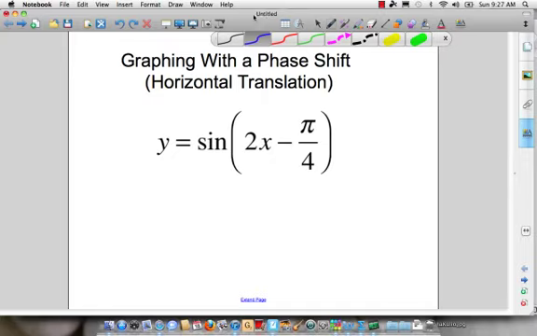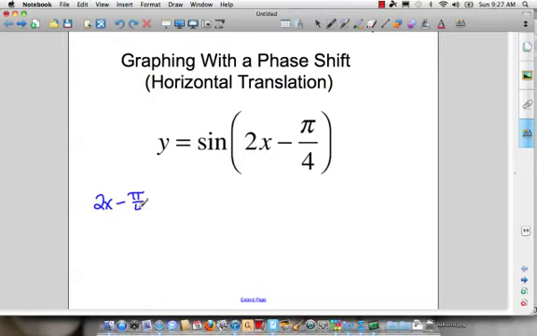We want to know when the argument 2x minus pi over 4 is equal to 0, because that's where one period or phase of the graph will begin when we're taking the sine of 0. So the argument 2x minus pi over 4 has to be 0. If I add pi over 4 to each side, I discover that 2x is pi over 4, and then I have to divide both sides by 2, multiply by 1/2. However it makes the most sense to you, when you solve that, you discover that x equals pi over 8.